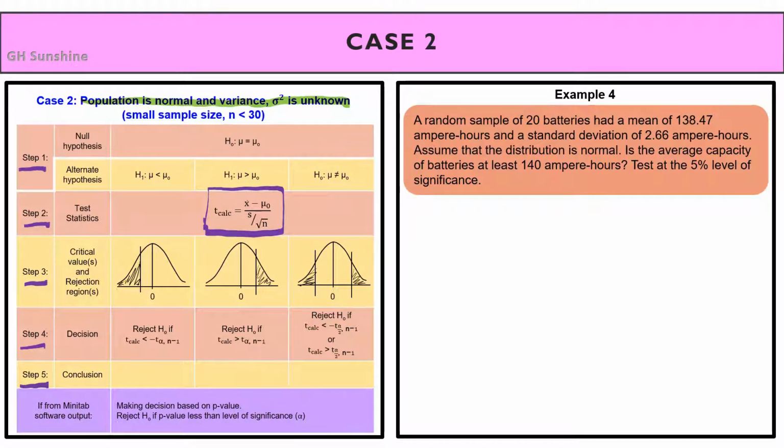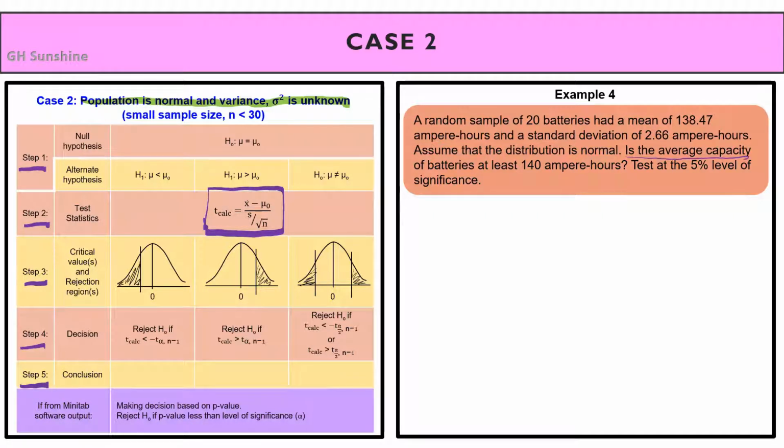So look at example 4. A random sample of 20 batteries had a mean of 138.47 and a standard deviation of 2.66. Assume that the distribution is normal. Is the average capacity of batteries at least 140? Test at the 5% level of significance. So this one, what is the question here?